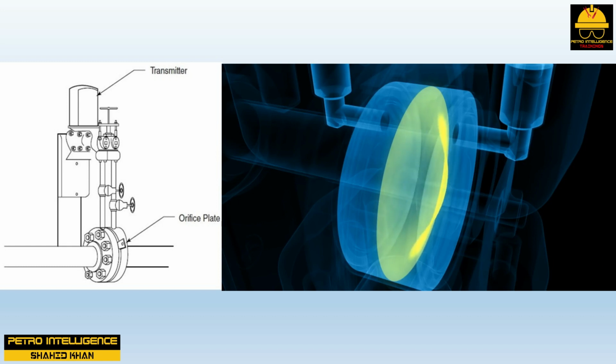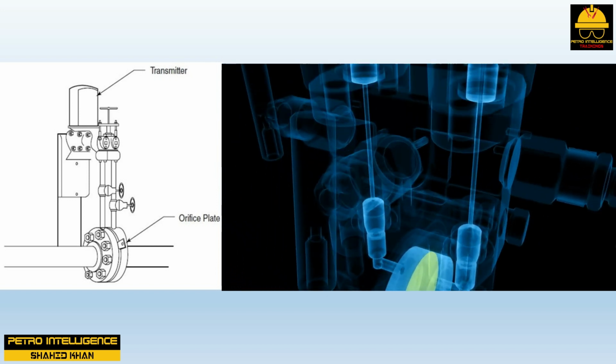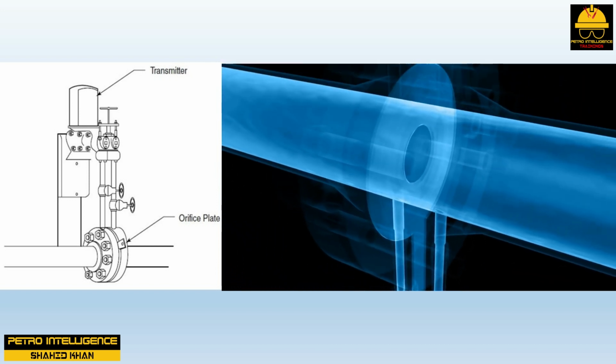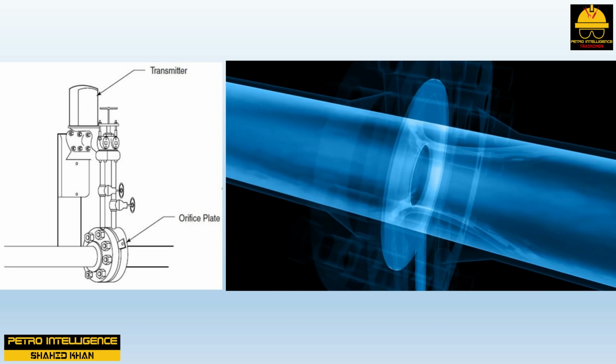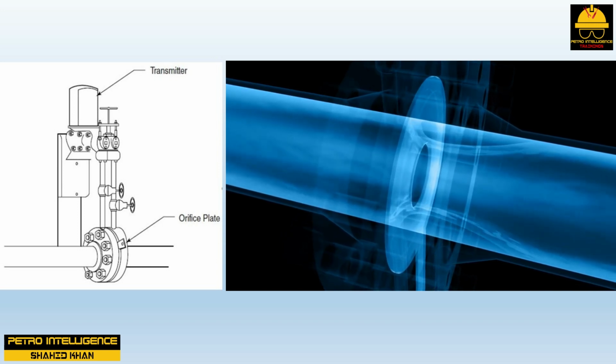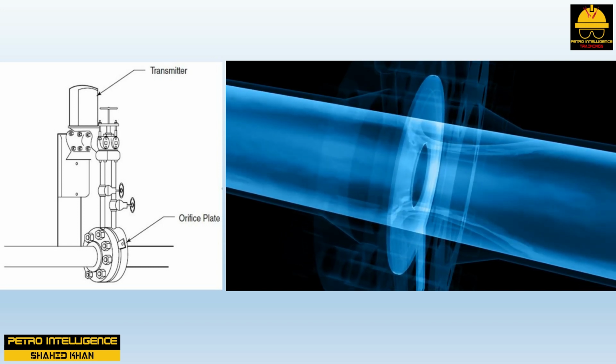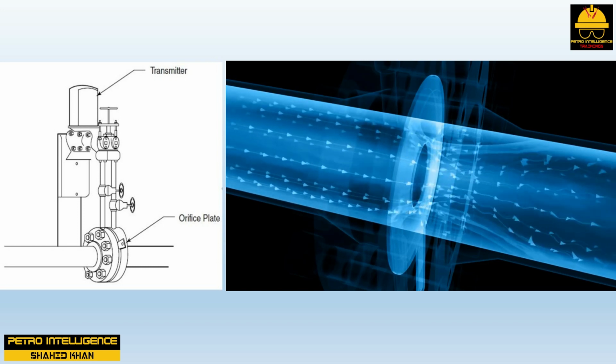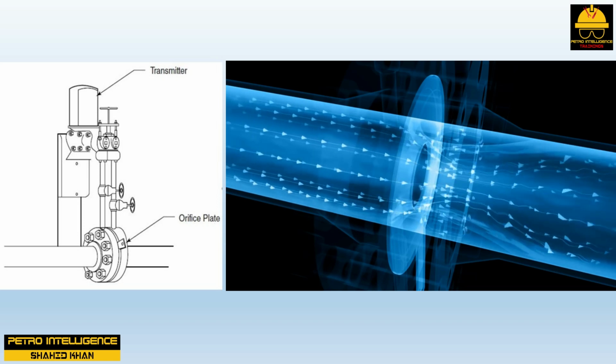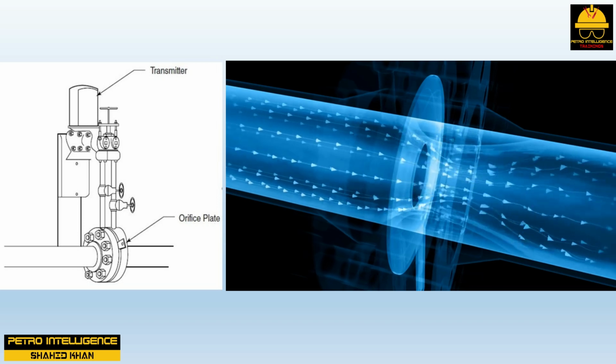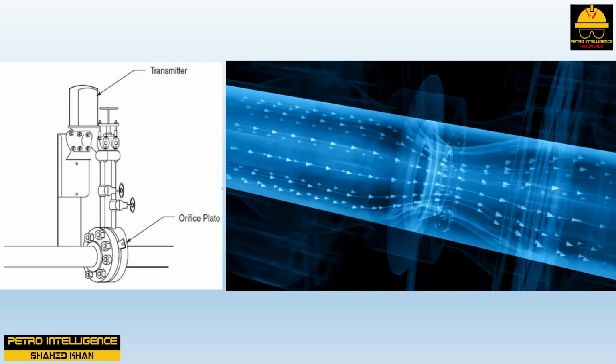A DP, differential pressure, cell is used to measure the difference between the pressure on the inlet and the pressure on the outlet side of the restricted device. The DP cell usually is connected to a transmitter that sends a signal to a controller. Controllers send signals to control valves to open or close depending on the comparison of the signal from the field with the flow rate set point.